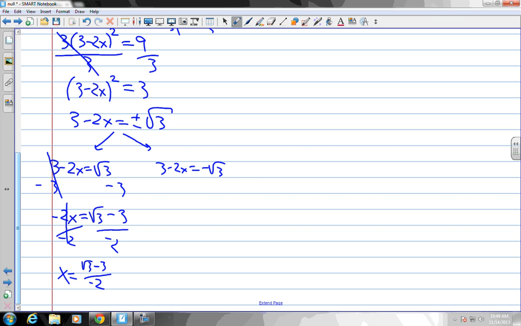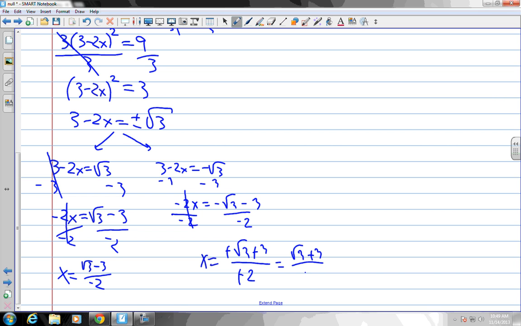Do the same thing on the other side. Subtract 3, so it's negative 2x equals negative square root of 3 minus 3. And divide by negative 2. x equals negative square root of 3 minus 3 over negative 2. Right? I can actually get rid of all those negatives. Yeah, so all those negatives will just cancel. So that's root 3 plus 3 over 2.